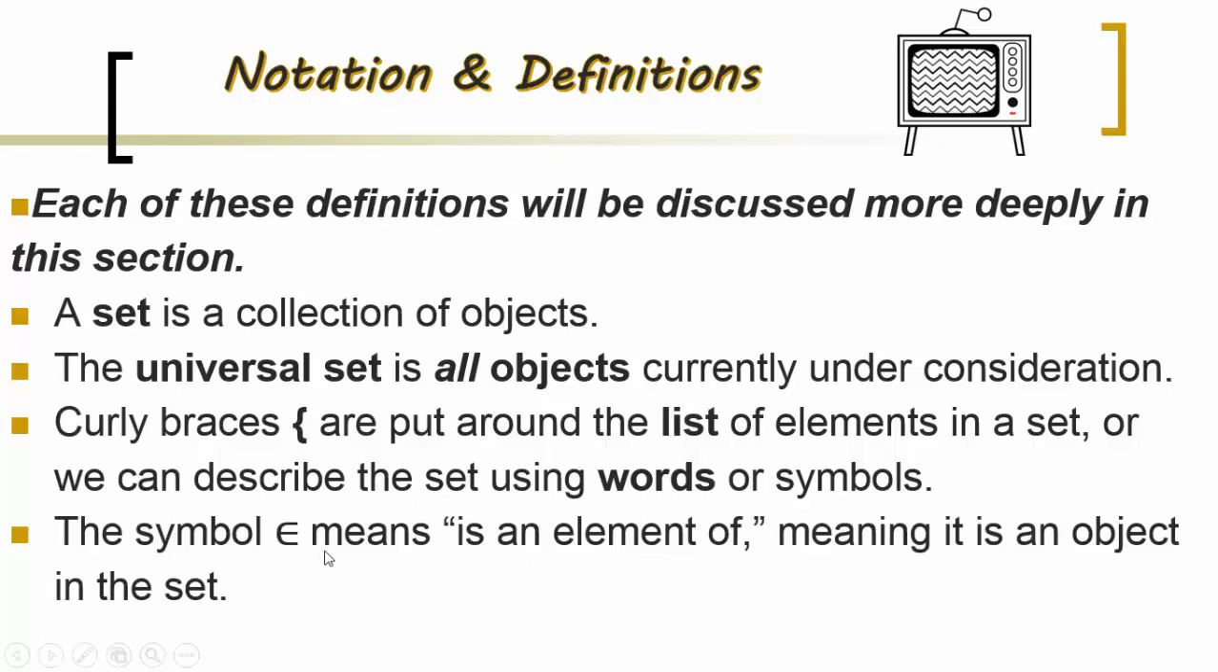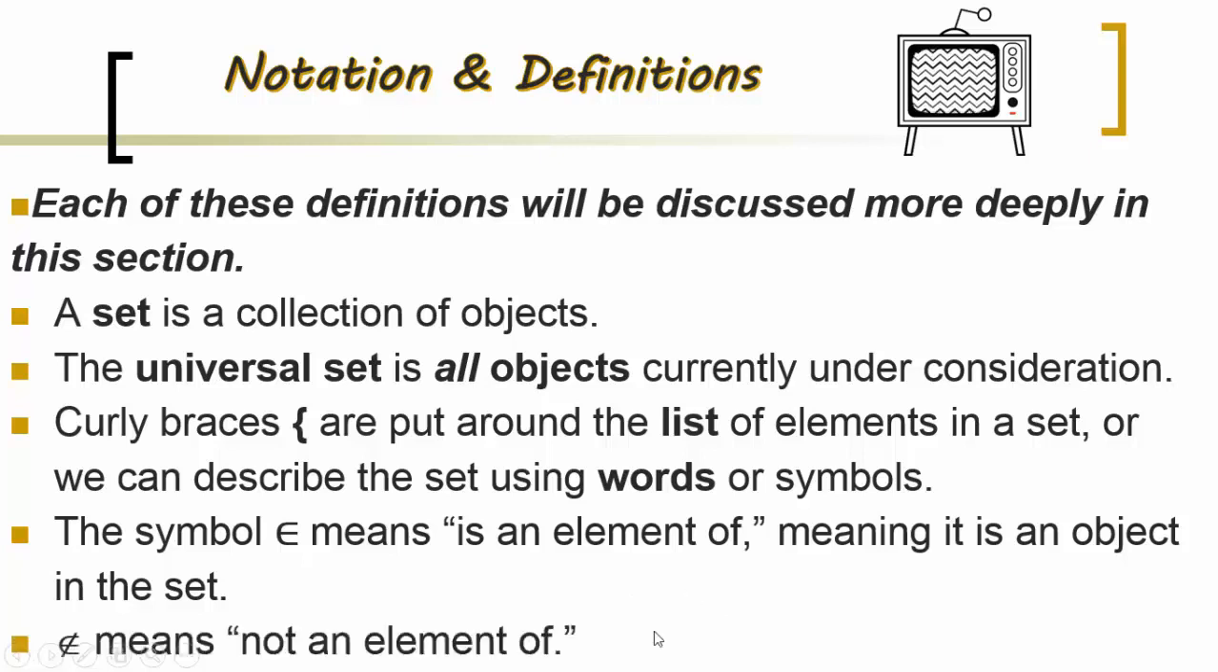This symbol means "is an element of," and it kind of looks like an E. That means that it is a part of that set or a member of that set. And if we draw a line through that, it means that it is not an element of that set.